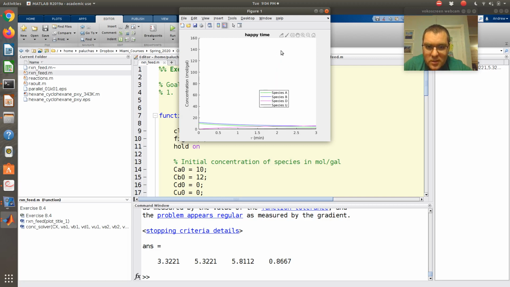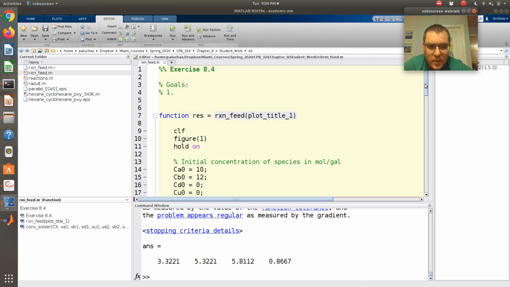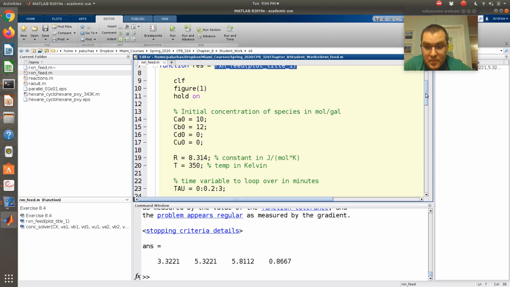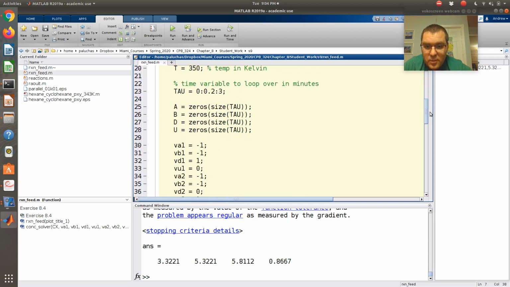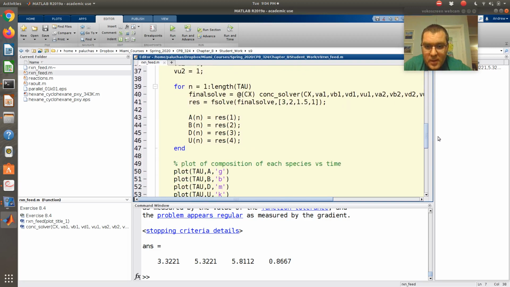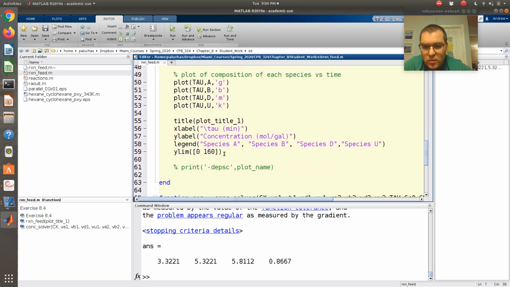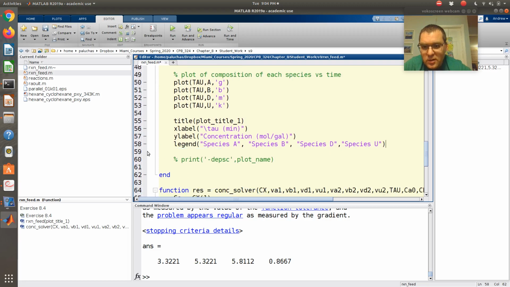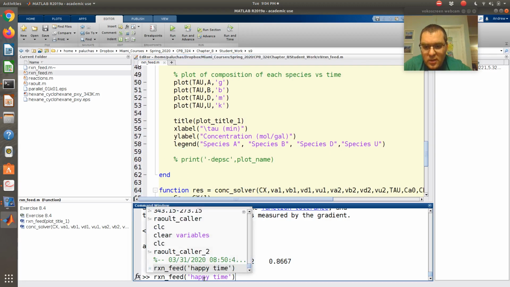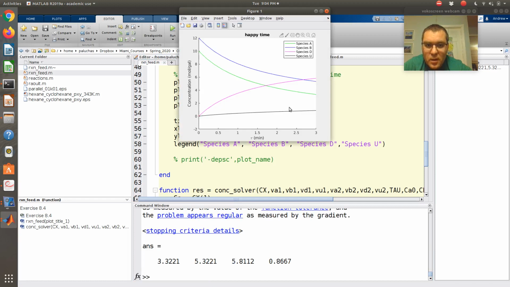My y-axis seems a little funky. Let's see what's going on with my y-axis, but it's running, and there doesn't appear to be any sort of glowing issue. So you have the y limit set to be 0 to 160, so I'm going to delete that so it'll just auto scale. Hey, it looks like we've got something going on, right? Concentration of A and B declining, concentration of desired product and undesired product increasing.